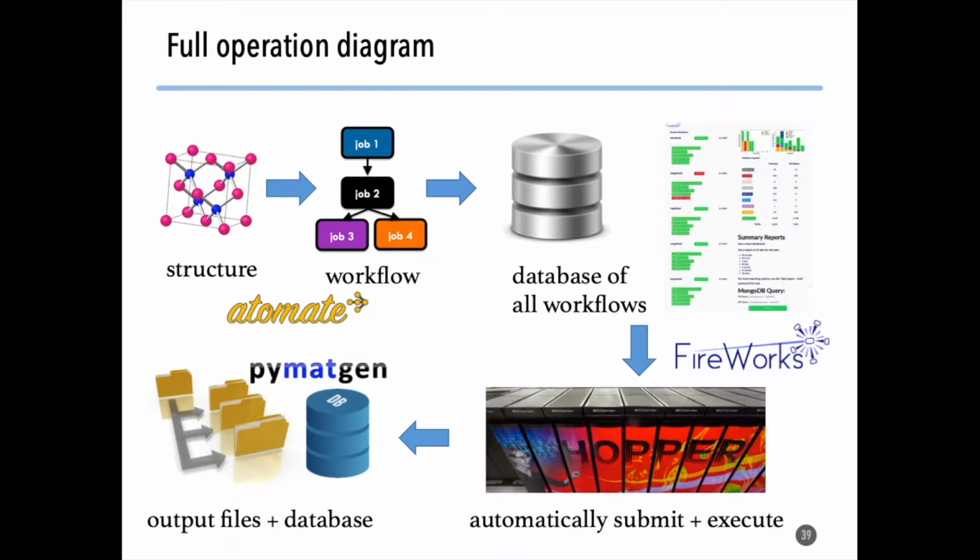And then we wrote a software called Fireworks, which actually can take this database of workflows and execute them on supercomputing centers or even on your laptop if you'd like, and manage all these calculations and the state of all these calculations. And then when the workflows are finished, it actually puts all the results both in a file system like you'd be used to, as well as a database that you can query. So this entire workflow diagram is implemented through Atomate, as well as some other codes that we wrote.